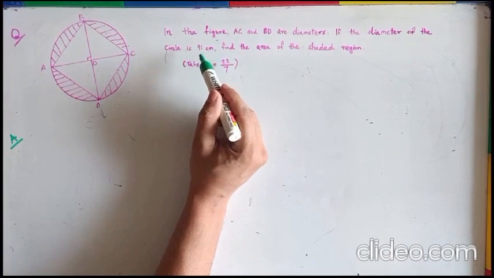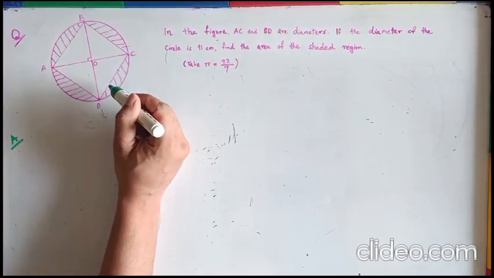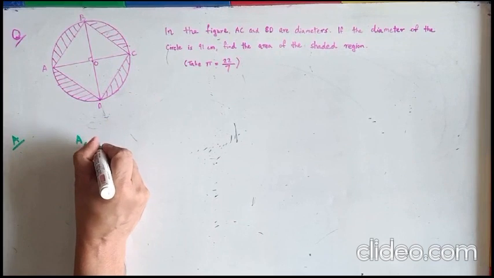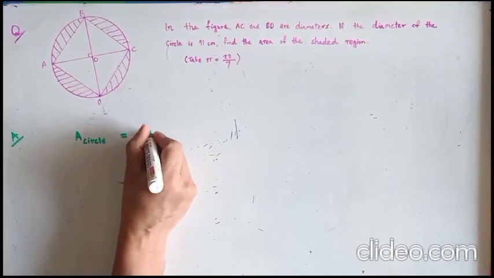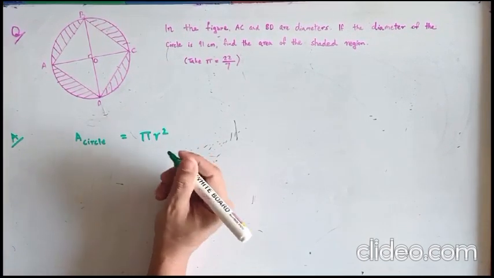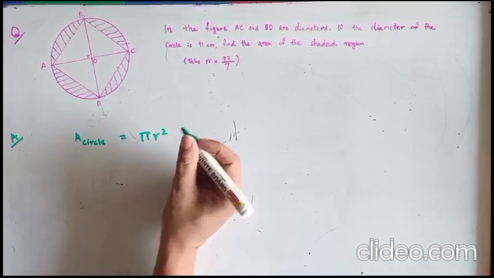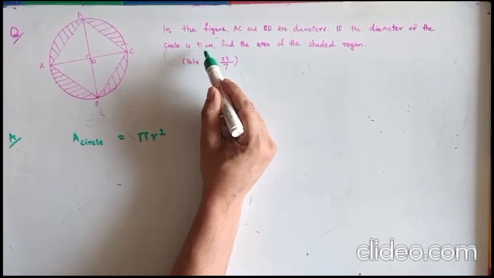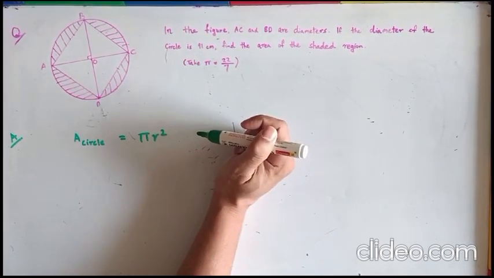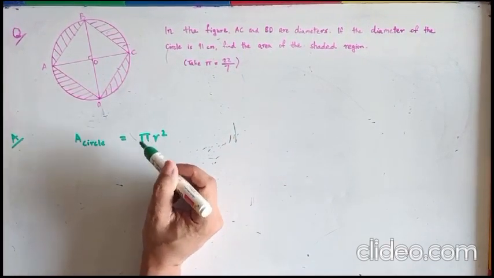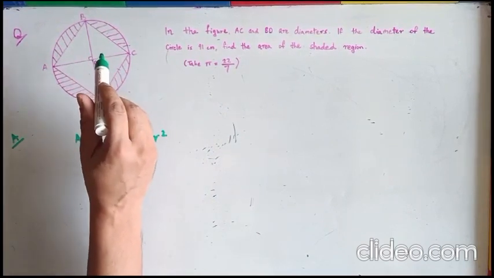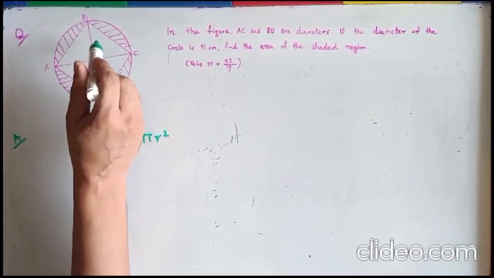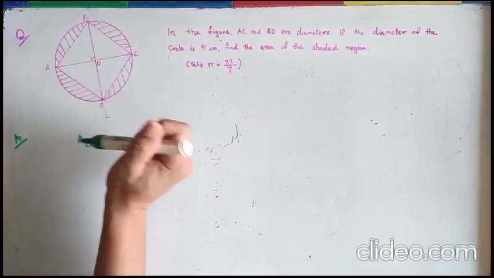Since this diameter has been given, we know that the area of the circle is equal to pi into r square, where r is the radius, of course. And we know what the radius will be, since the diameter of the circle is given as 91 centimeters. Now, what do we have to do? We have to find the area of the square, or we can even find the area of these four triangles which actually make up this square.